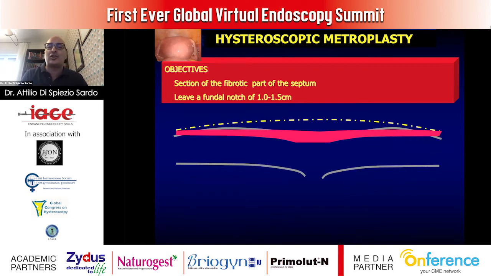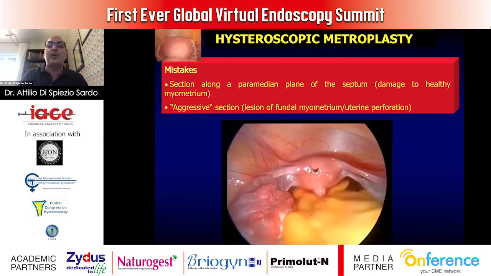The aim is to do a section of the fibrotic part of the septum, leaving enough tissue on the fundal area, 1.5 centimeter. And of course, everyone is scared of not being able to stop at the correct plane, in order to avoid uterine perforation, which most of the time, when you do septoplasty, happens in the fundal area.